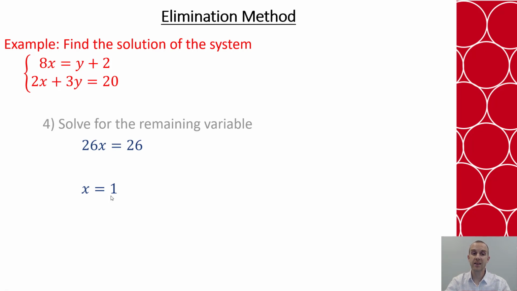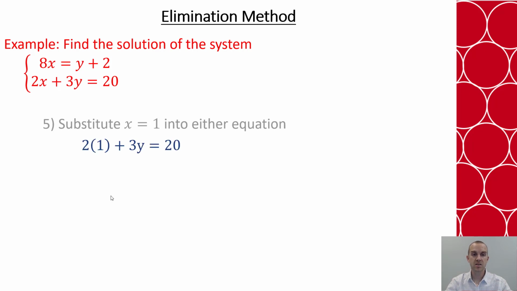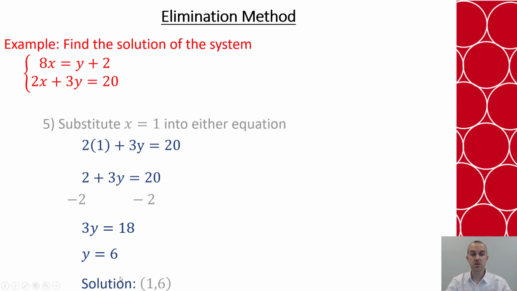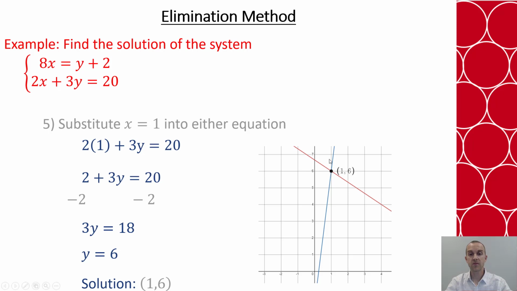Now I can use that value and substitute it back into either equation. So I'm just going to substitute into the second equation to show that it'll work. 2 times 1 plus 3y equals 20. I subtract the 2 from both sides then, and that'll give me 3y equals 18, or y equals 6. So my solution is 1, 6. And if I graph these two lines, I would find that they do intersect at the point 1, 6.